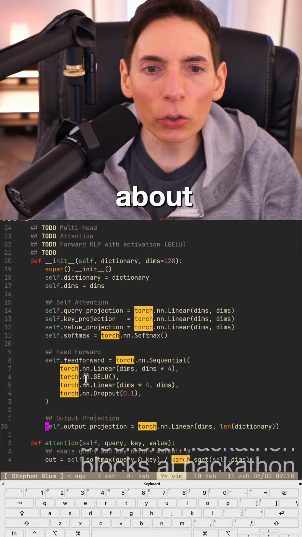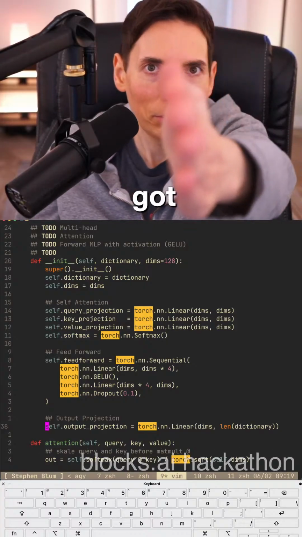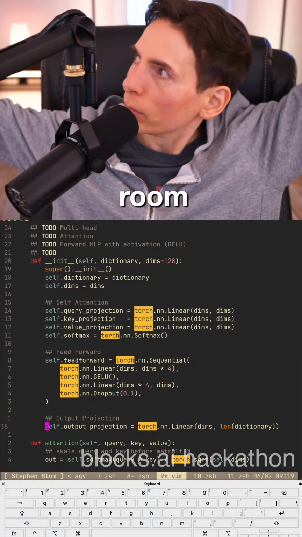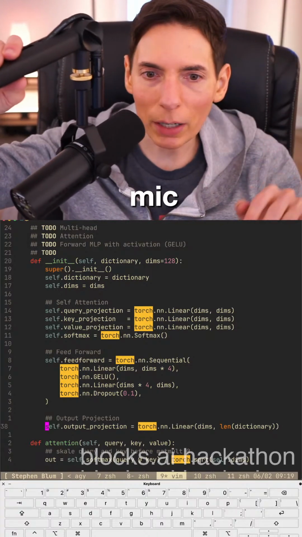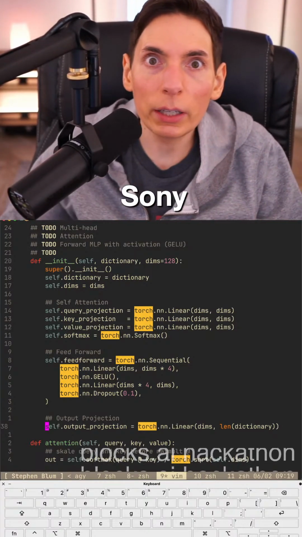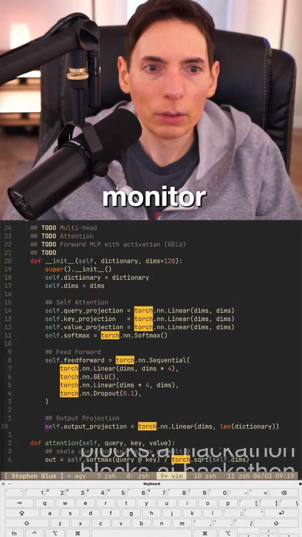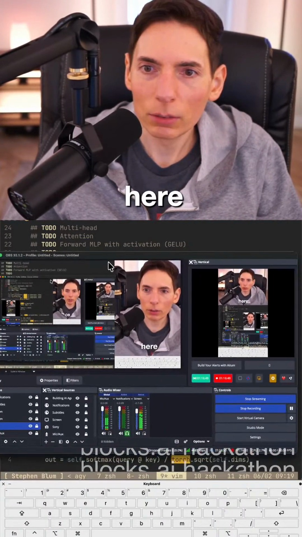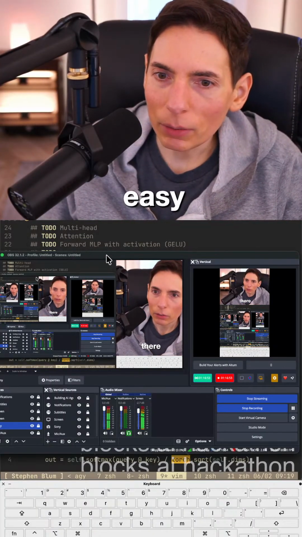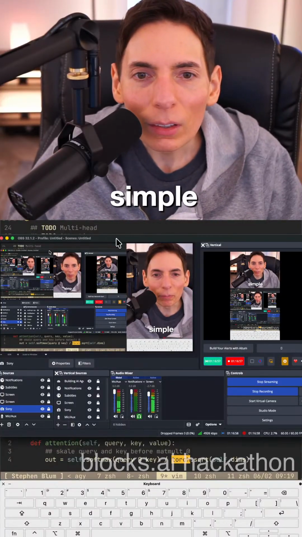Can you discuss your streaming setup? Sure, it's really straightforward. I've got a camera, a lot of lights all over the room, and a Shure microphone. The Sony camera, so this is the Sony camera right there. And then I've got one monitor. And here's the OBS right here. Really easy. Super simple.